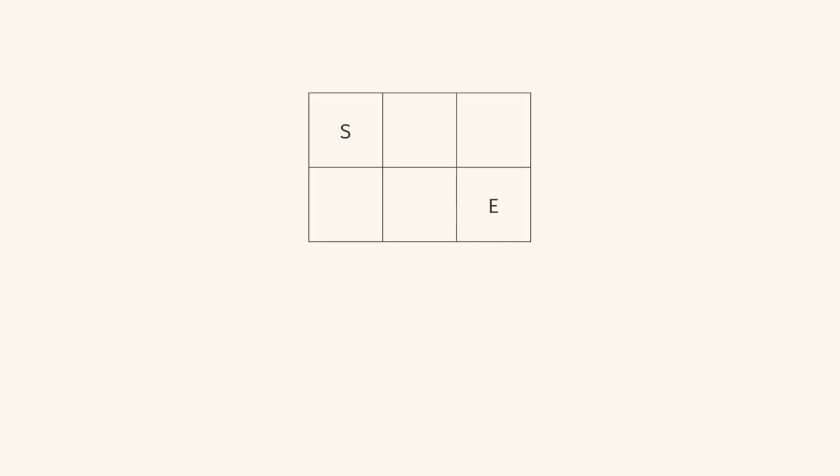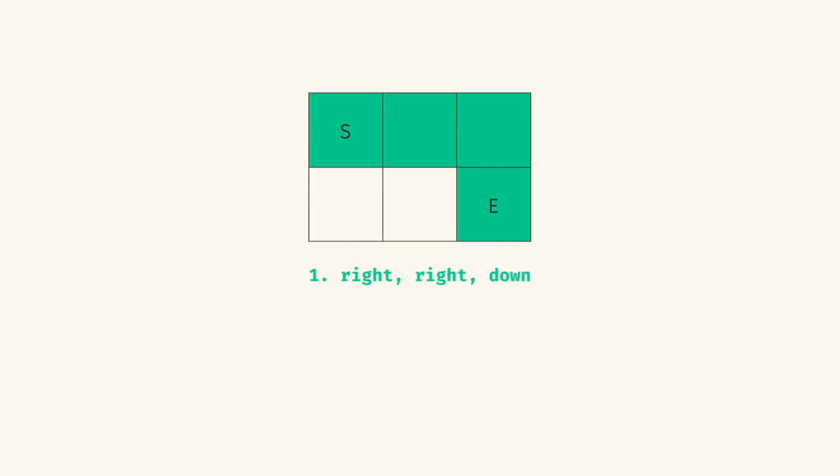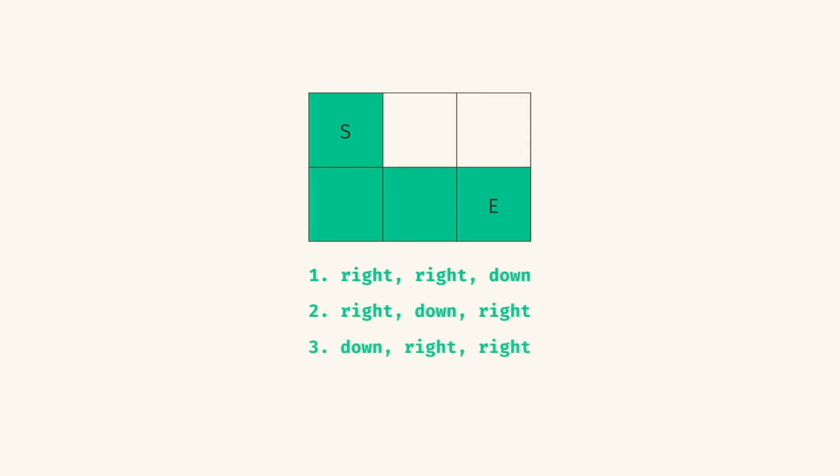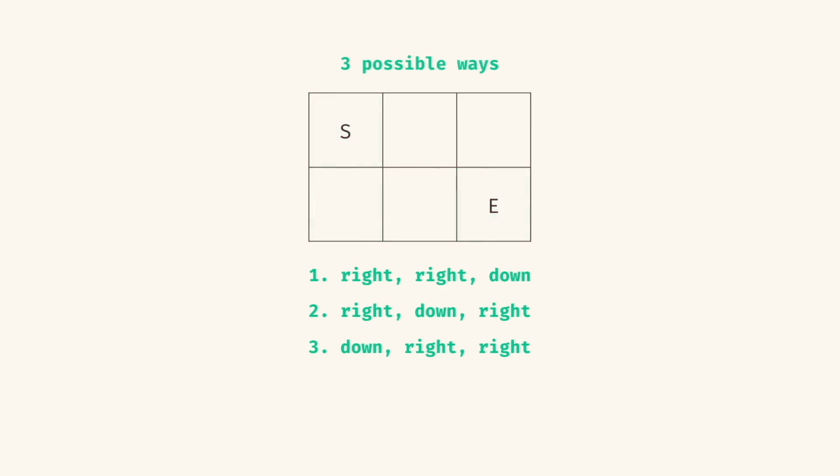For this particular grid, let's talk about the different ways we can travel through it. One way would be to go right, right, down. Another way would be to go right, down, right. And finally, the last way would be to go down, right, right. Since there are 3 possible ways to travel through this grid, we should just return the number 3. So this should be a counting problem for us.